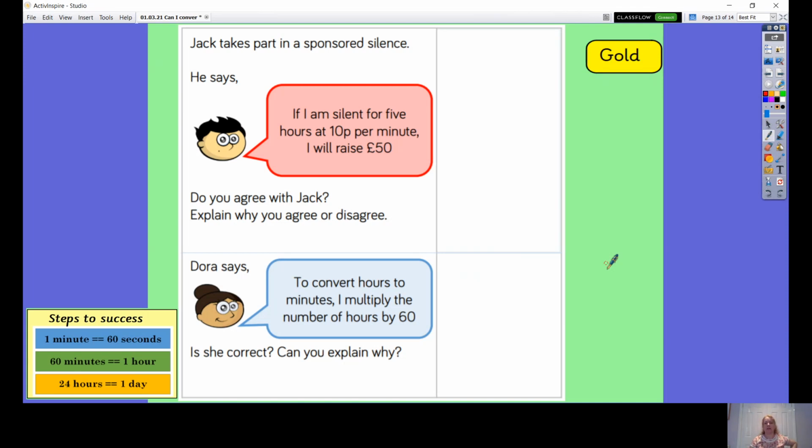So there's 2 different things here that you have to do. Jack takes part in a sponsored silence. He says, if I'm silent for 5 hours at 10p a minute, I will raise £50. Do you agree with Jack? Explain why you agree or disagree. Dora says, to convert hours to minutes, I multiply the number of hours by 60. Is she correct? Can you explain why? So pause here and have a go at those. They'll probably take you a little while to work out, so don't worry if you're pausing for a good while here. Off you go.